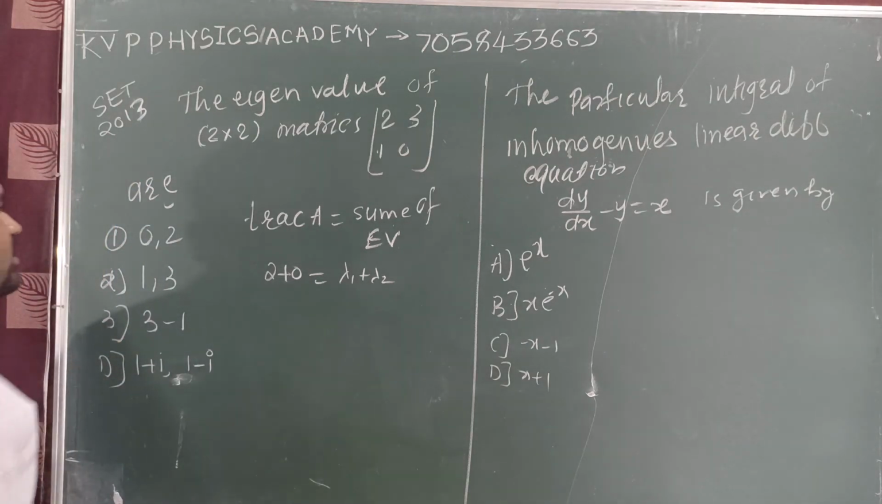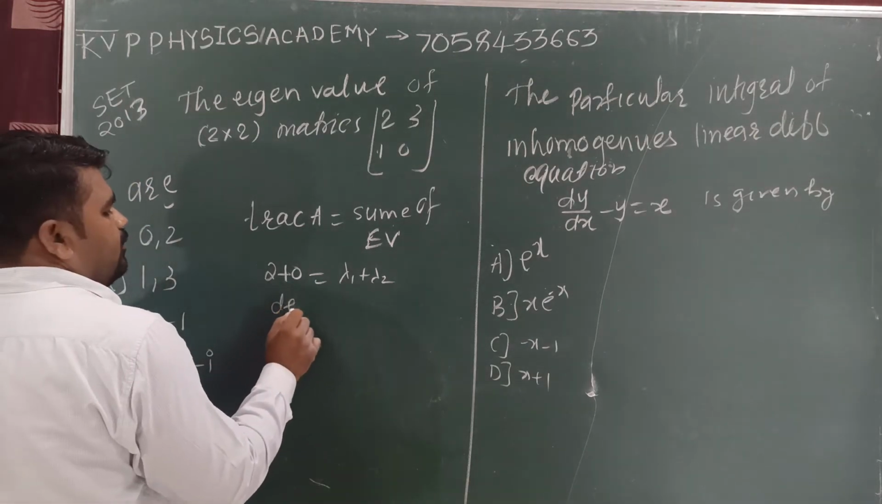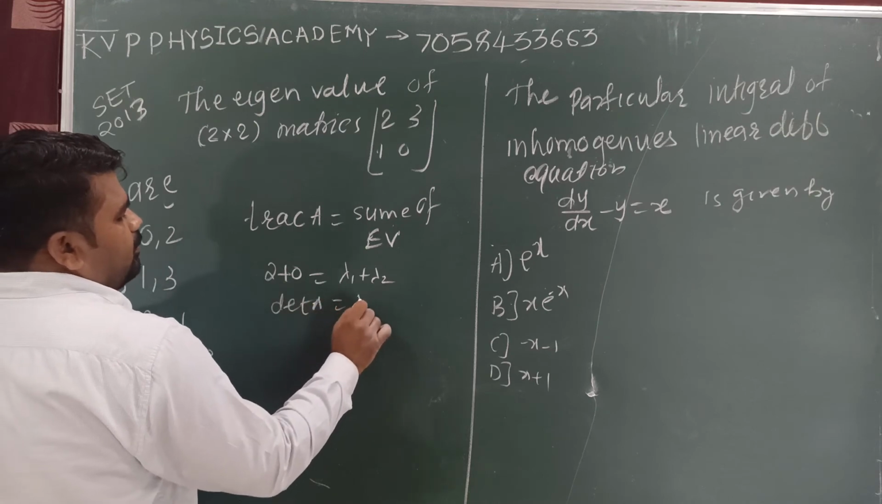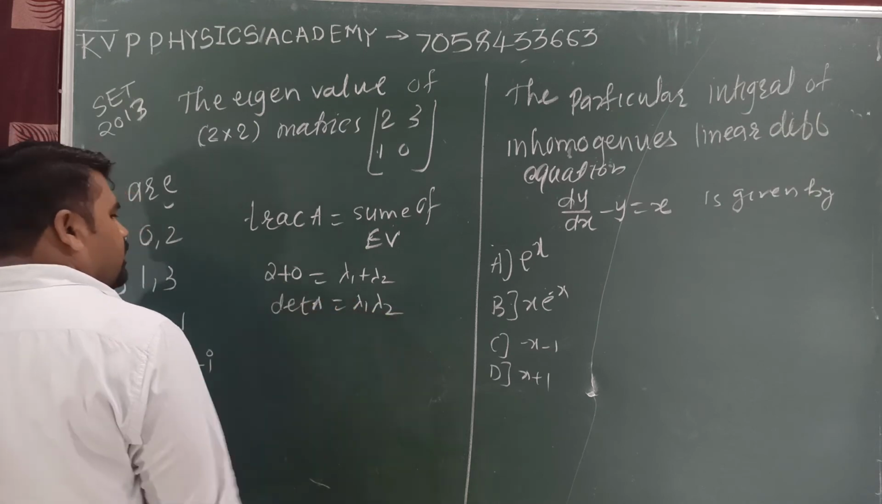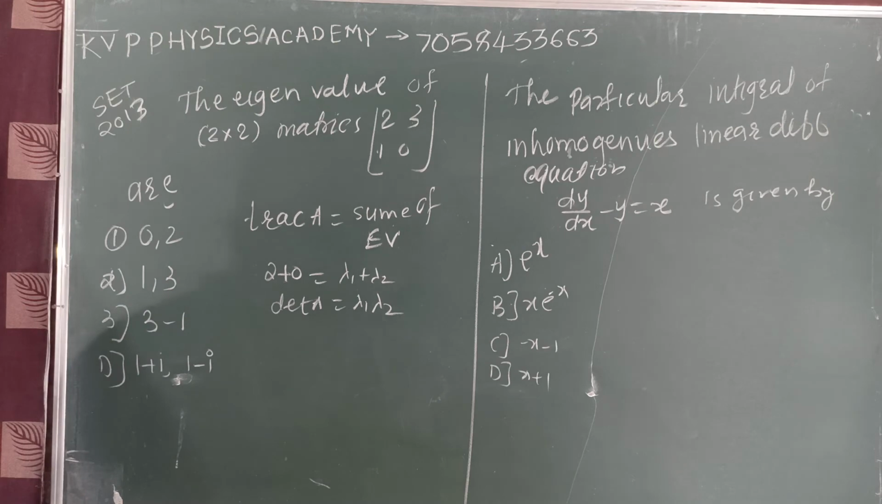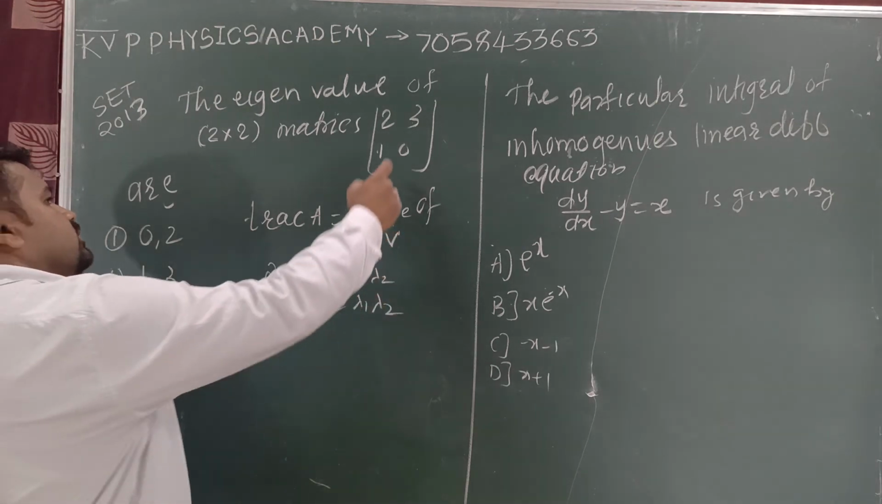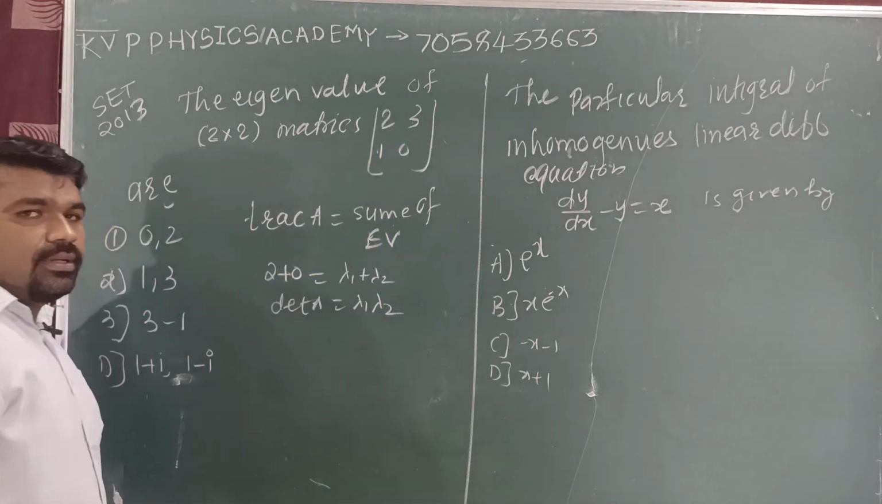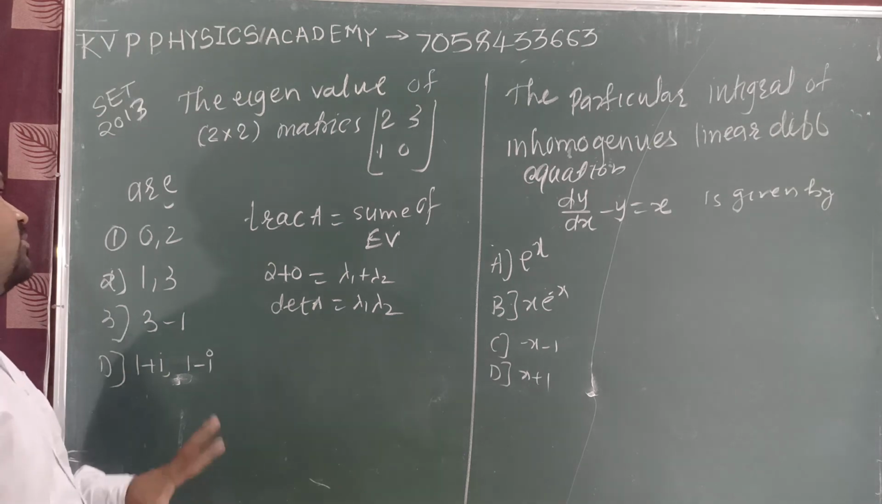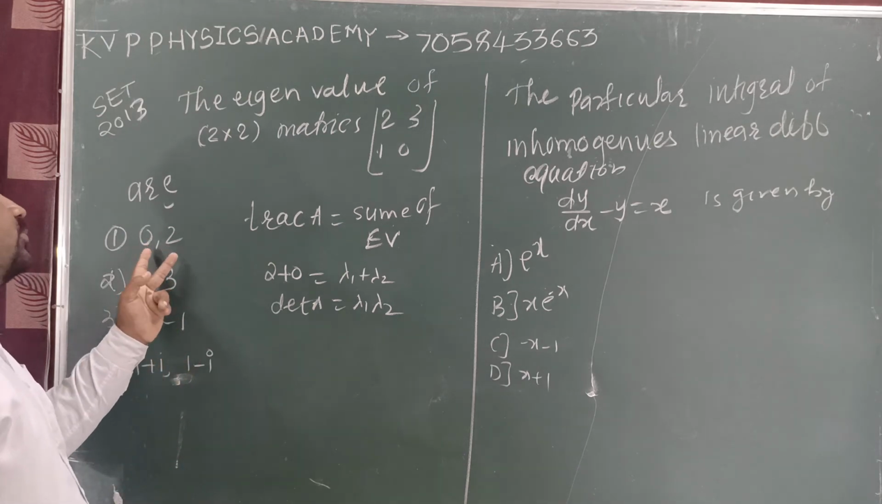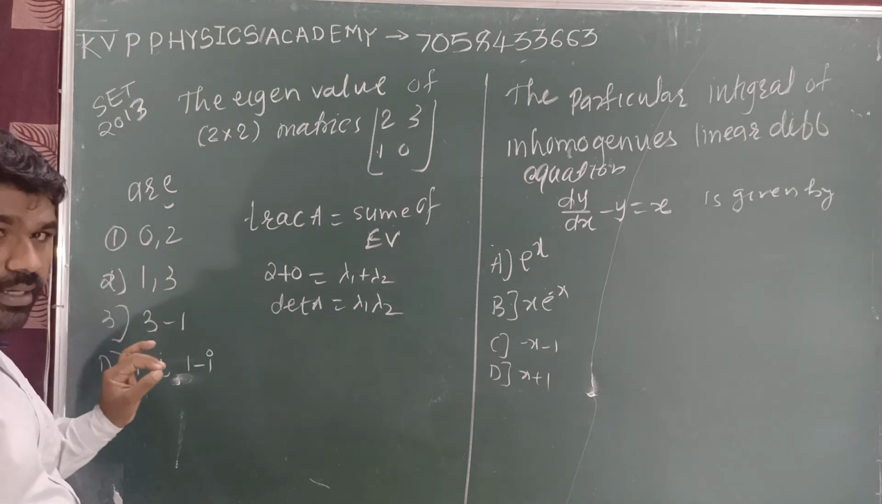And the second one, determinant of A is equal to the product of eigenvalues, lambda 1 into lambda 2. Now here the trace of the matrix is 2. Means the sum of eigenvalues is equal to 0 plus 2, which is 2. This option is also correct.